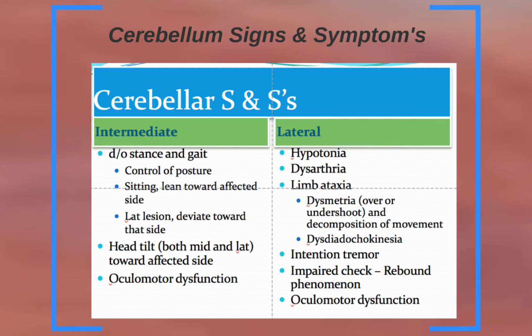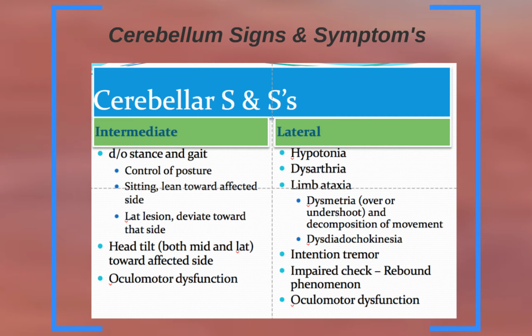Lateral will also have those same areas interconnected. However, when looking at it from this perspective, we can note that the intermediate region will actually have an impact on stance and gait, control of posture. Sitting, you'll note that an individual will lean toward their affected side if they were to have a cerebellar dysfunction. Their head will actually deviate towards the side of a lesion, and that's your head tilting toward that affected side.